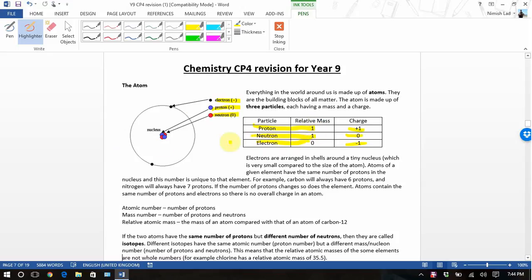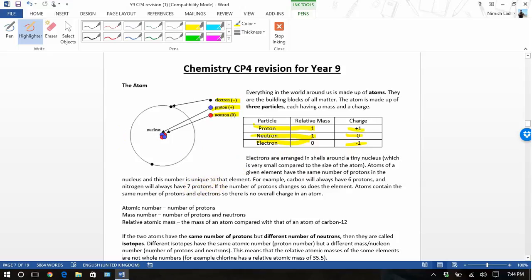So the electrons are around the outside in shells, around that tiny nucleus, which is very small compared to the rest of the size of the atom. An atom of a given element will have the same number of protons in the nucleus, and this is unique to that element. So carbon will always have 6 protons, and nitrogen will always have 7 protons. You change the number of protons, you change the element.